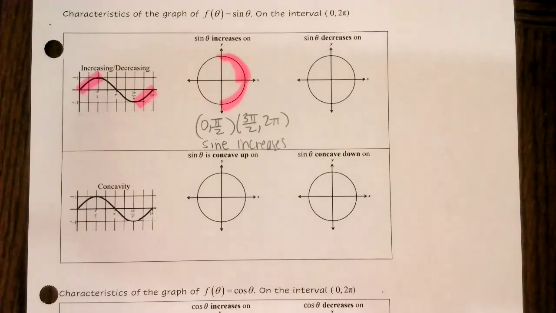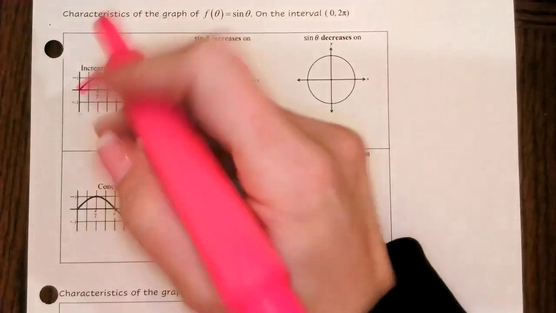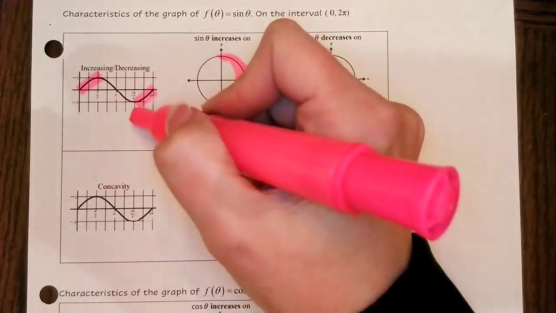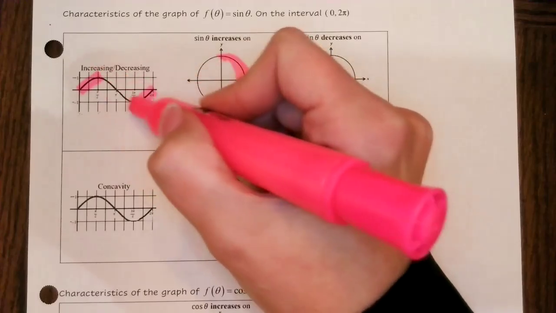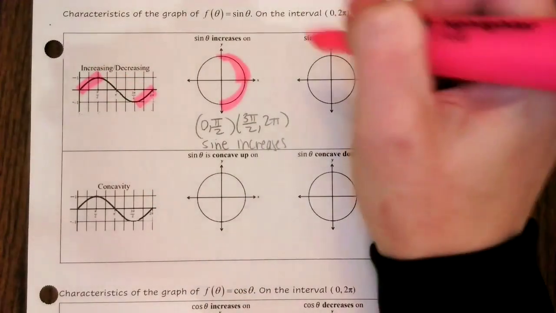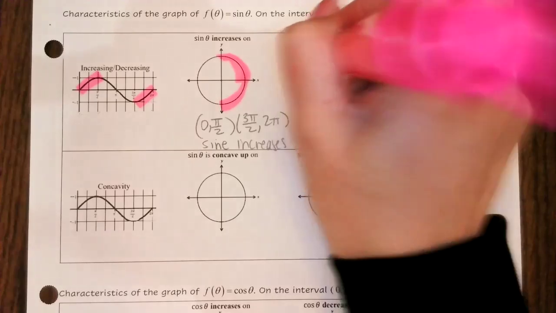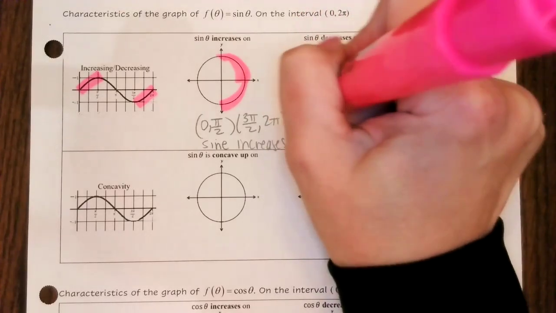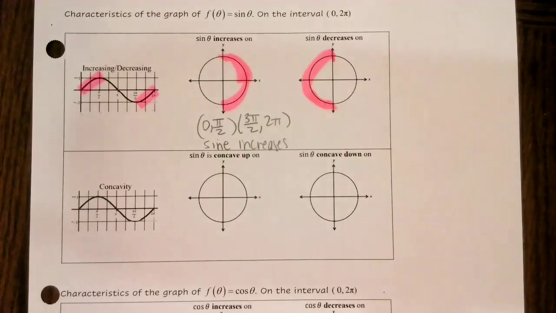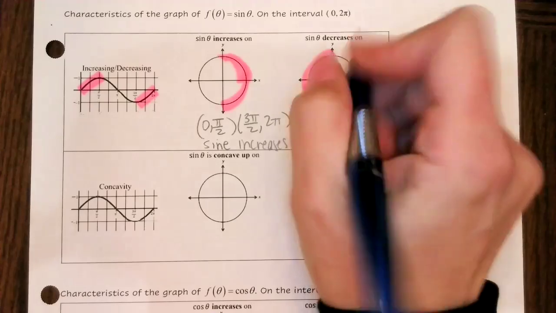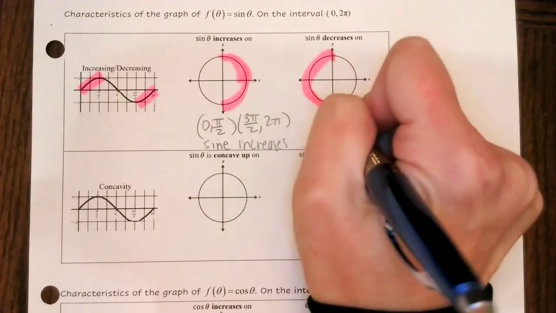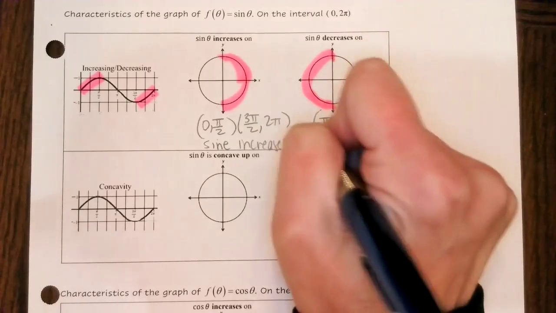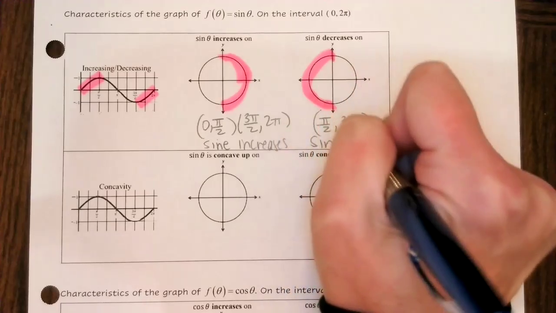All right, for decreasing, we said that occurs in between. So from pi over 2 up to 3 pi over 2, all of this part right here is decreasing. That is from pi over 2, which starts right here, to 3 pi over 2. So all of this is decreasing. Again, we write our x values, so we're going to say from pi over 2 to 3 pi over 2. That is where sine decreases.